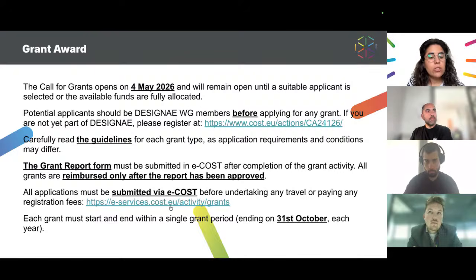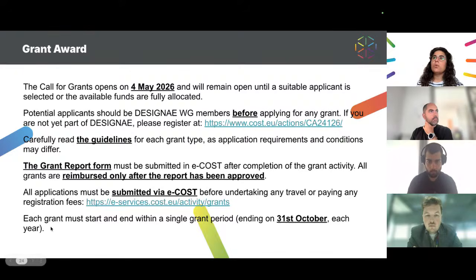Also, all applications must be submitted via eCost, and we put here also the link to ease your application process. And each grant must start and end within a single grant period, so ending 31st of October each year. So the grant periods go from 1st November to 31st October until the end of 2029.